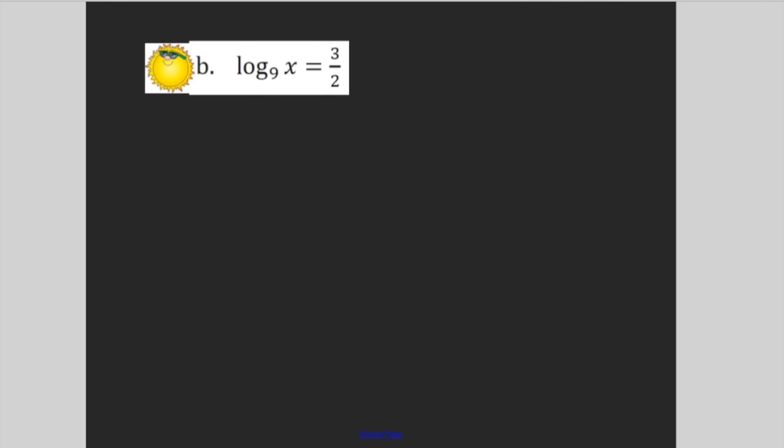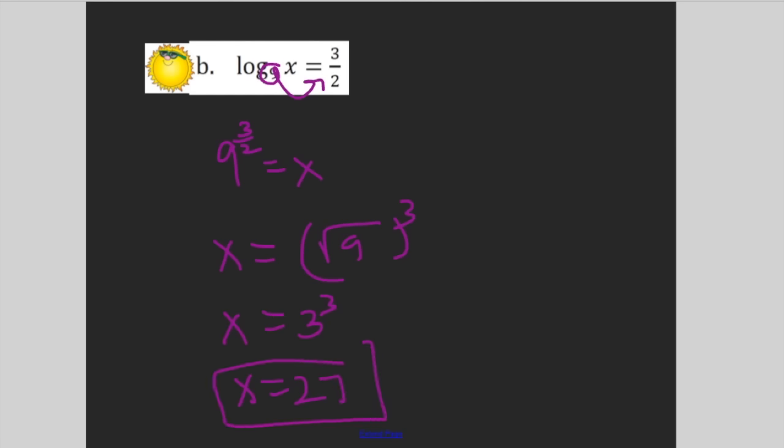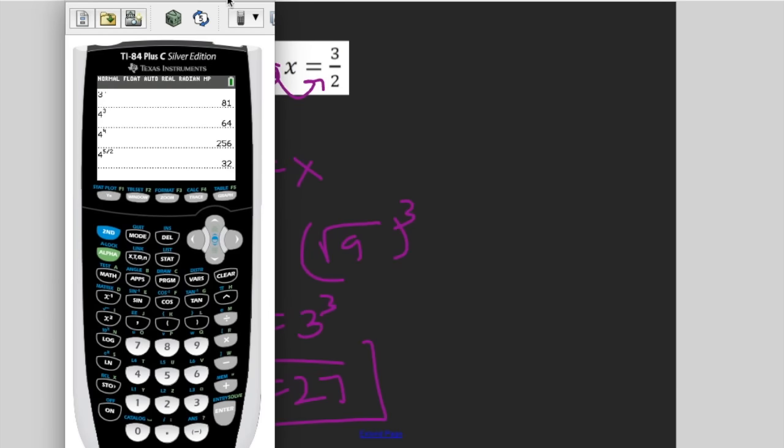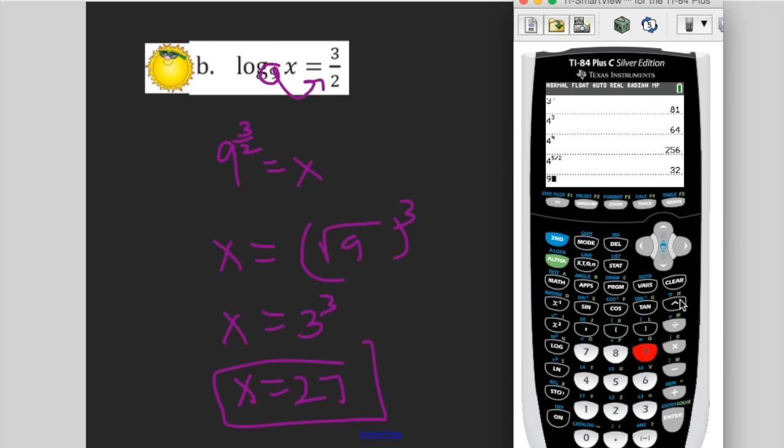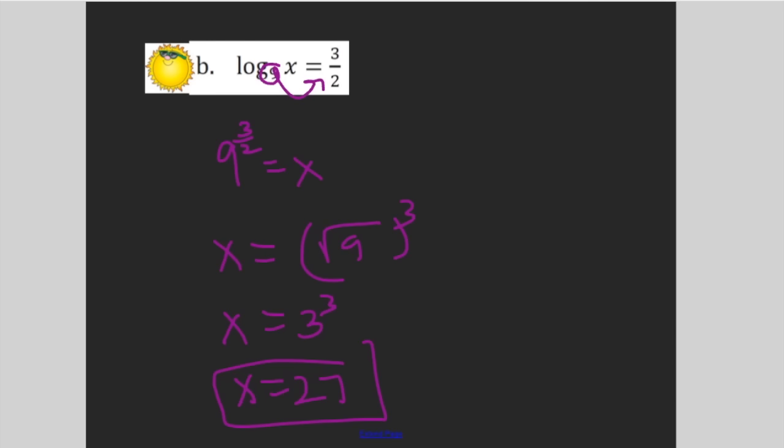Here is B. It's log base 9 of x equals 3 over 2. So it would be 9 to the 3 over 2. So I'm going to try and do it by hand again. So it's really the square root of 9 to the third. The square root of 9 is 3. 3 to the third is 27. Okay, so let's just check. Is that the correct answer? It is 9 to the 3 divided by 2. Does that give me 27? Yes, it does. So there is my answer.